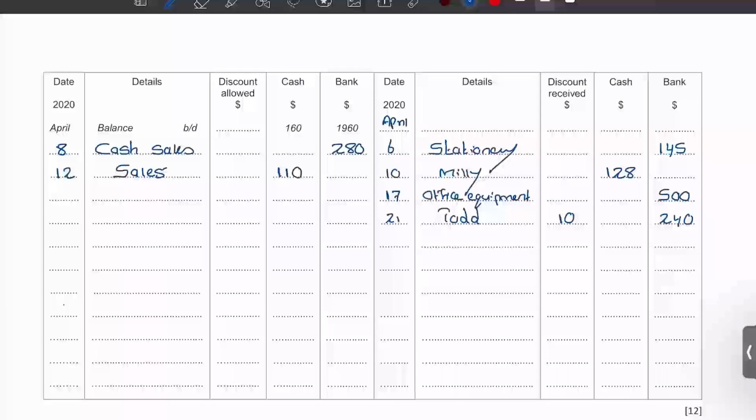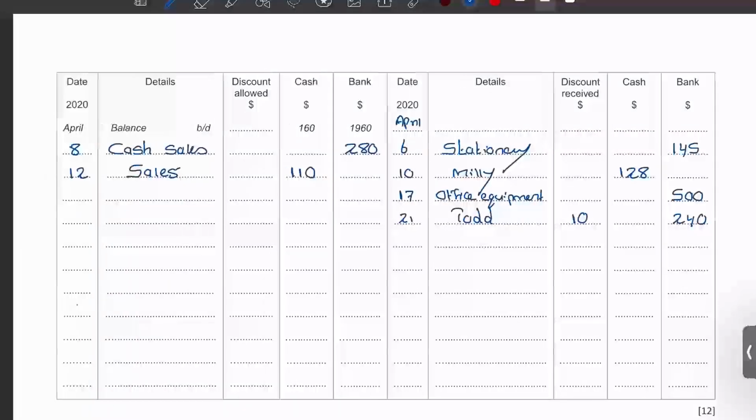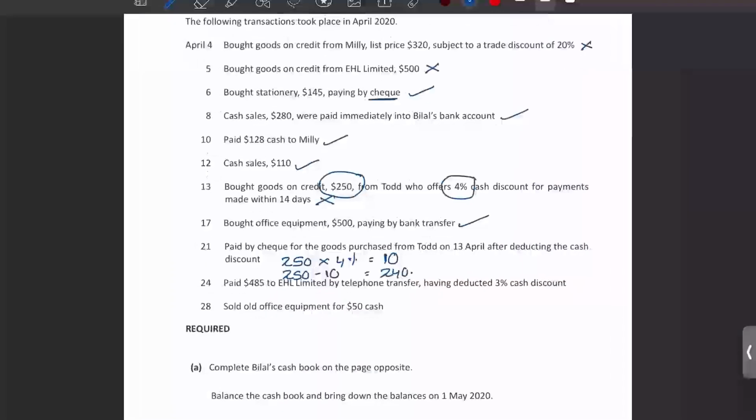21st is done. So let's continue from the 21st. Okay, can you read 24th and give it a try? By telephone transfer, meaning all those are standing order, telephone transfer, direct debit. If they mention all this, it's a payment that you make from your bank account. Work it out. Can you tell me how much is the discount? 15. Yes. Paid 485 by bank account. Telephone transfer meaning bank account. So 485 is what you paid.